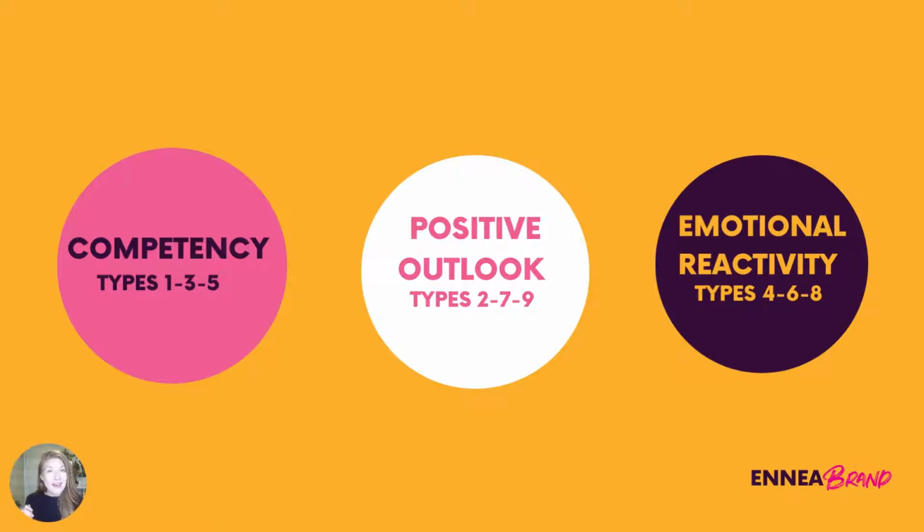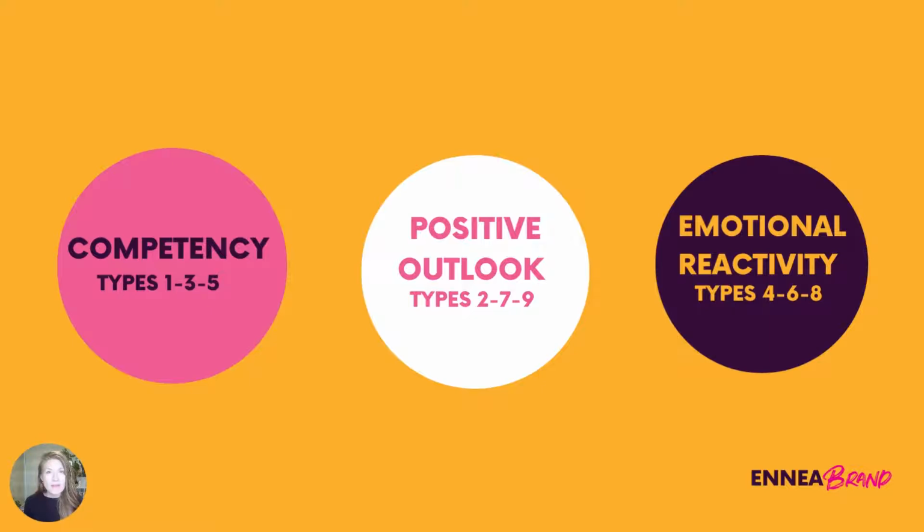We have 3 in the positive outlook grouping that are our 2s, our 7s, and our 9s. And they tend, when something happens, to put a positive spin on it. Oh, that's okay. Rose-colored glasses, half full. Well, at least this didn't happen. At least it wasn't this, right? We all know this, people call it toxic positivity, but we also need that positive energy. So those are the reframers, the positive outlook group.